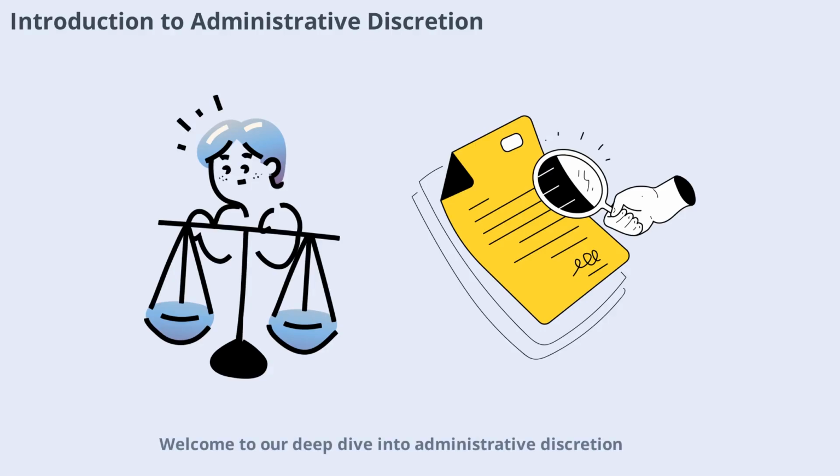Welcome to our deep dive into administrative discretion, a cornerstone of administrative law. In this video, we'll explore what administrative discretion means, why it's essential for modern governance, and how it's balanced by judicial control and state liability.